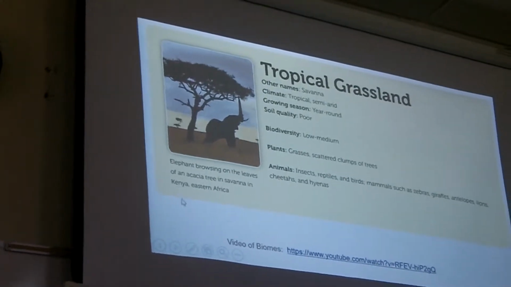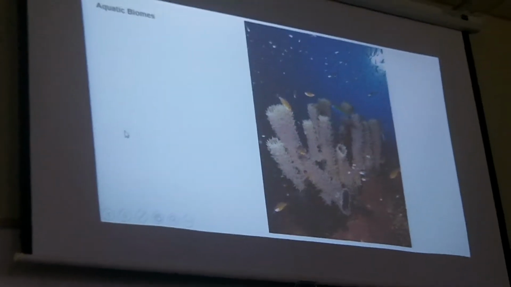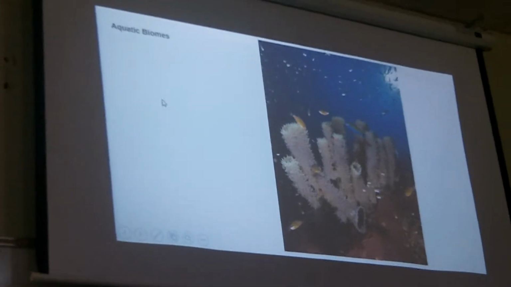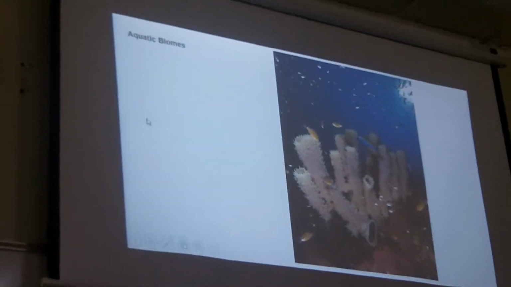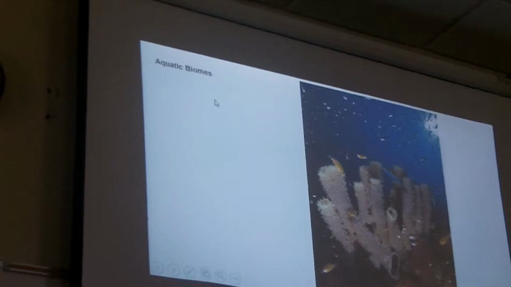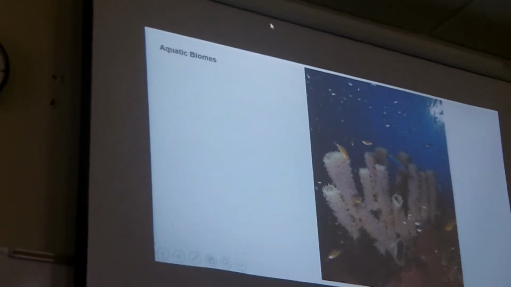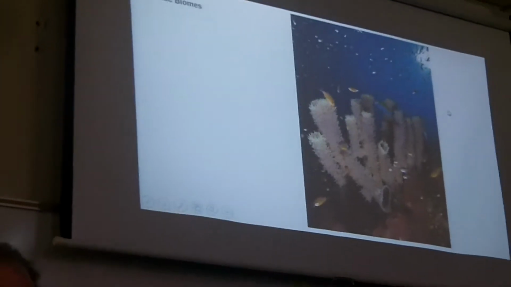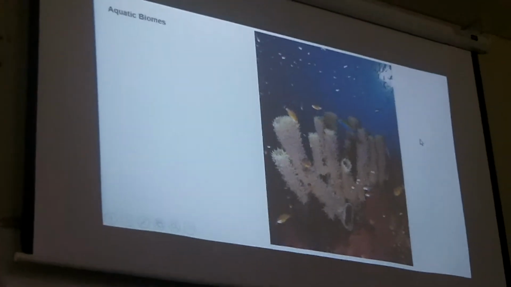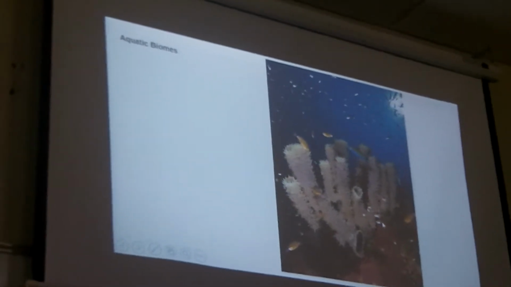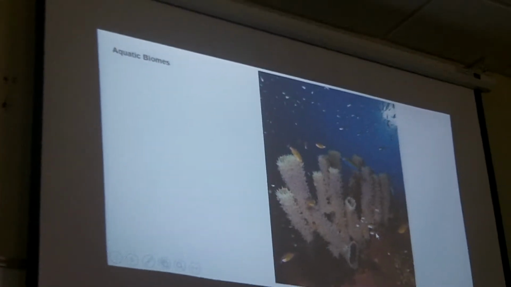Y'all have seen the savannah before on TV. Pretty cool place. We also need to talk about the aquatic biomes. That's biomes that occur in the water, not on the land. And there's a whole bunch of different kinds. The main factor dividing them is whether the salinity, whether it's salt or not. Salt water versus fresh water. Most of the water on Earth is salt water.